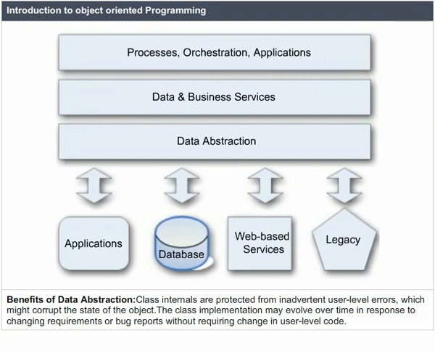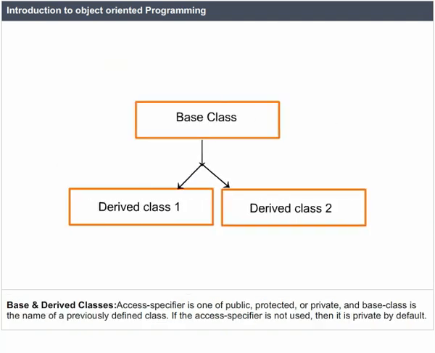Benefits of data abstraction. Class internals are protected from inadvertent user-level errors which might corrupt the state of the object. The class implementation may evolve over time in response to changing requirements or bug reports without requiring change in user-level code. Base and derived classes.